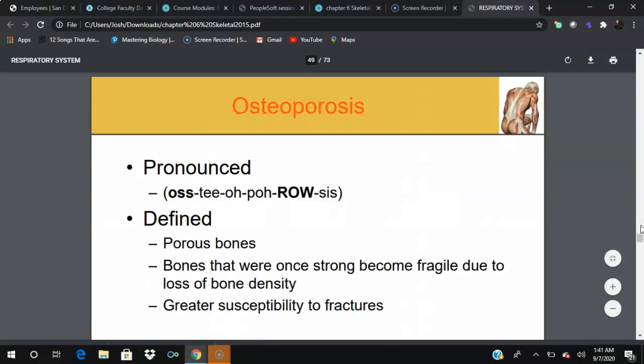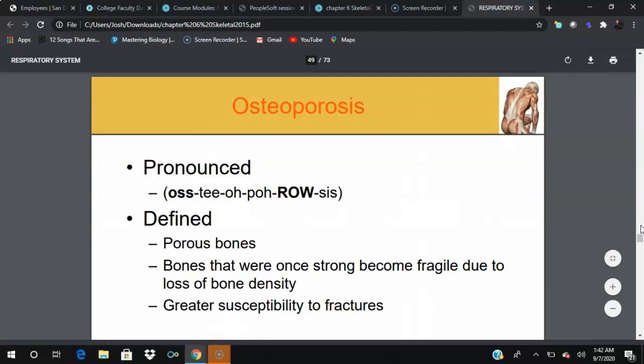Okay. Then we have osteoporosis. So osis is condition of, in this particular case, it's an abnormal condition. Osteo means bone, and poro refers to porous, or something that's got holes in it, basically. And so when we have osteoporosis, these are bones that at one point were strong, but what's happened is their density has gotten less, and so they become porous.